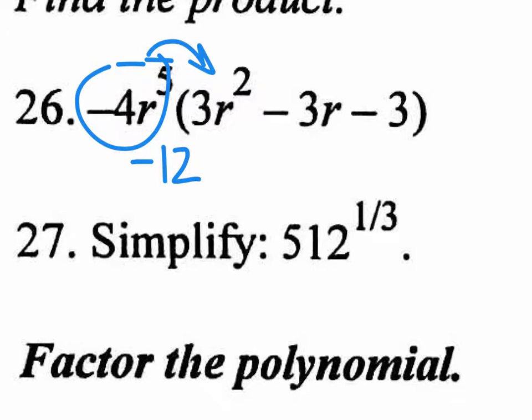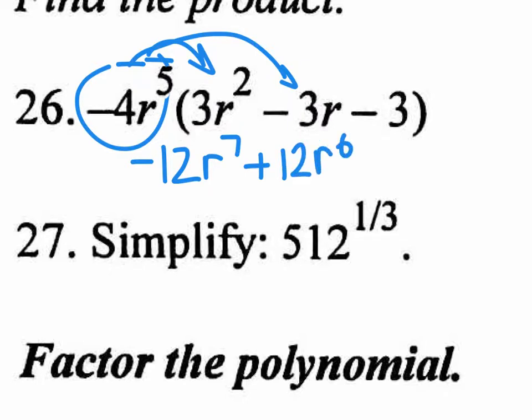You know what? Let me erase that circle because you can't see the 5. So r to the 5th times r to the 2nd, that is r to the 7th. And then negative 4r to the 5th times negative 3r, that's going to be a positive 12r to the 6th. And last but not least, negative 4r to the 5th times negative 3, that's positive.